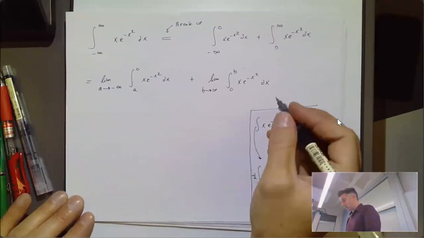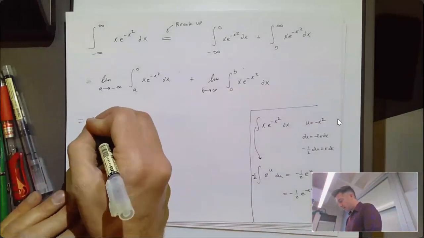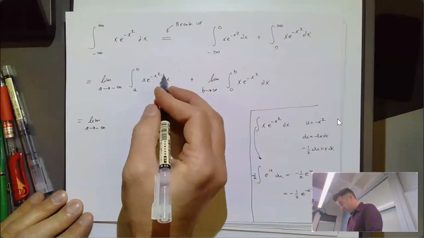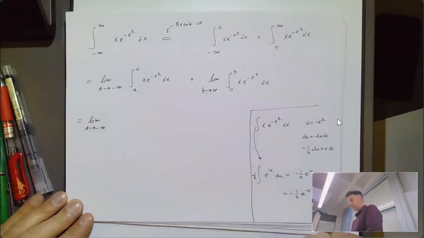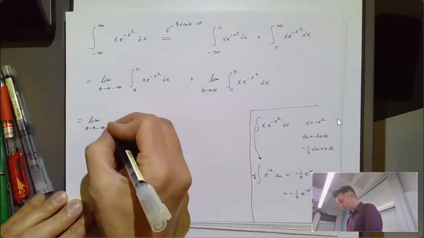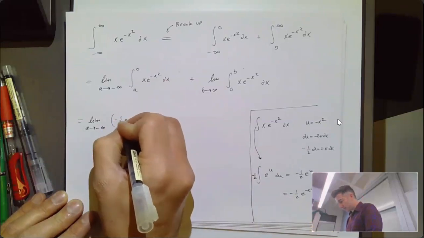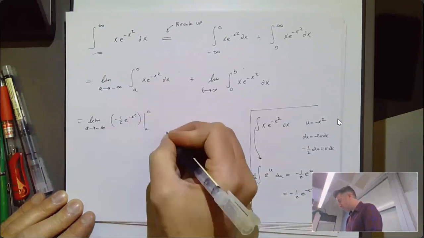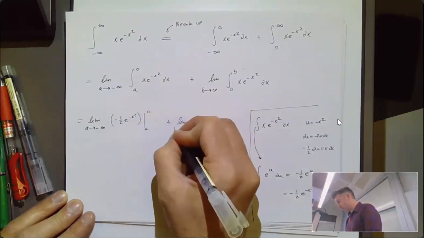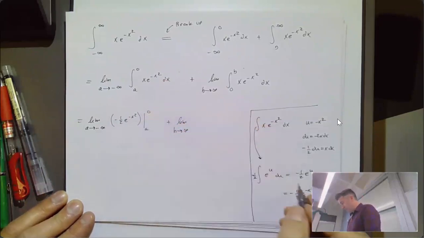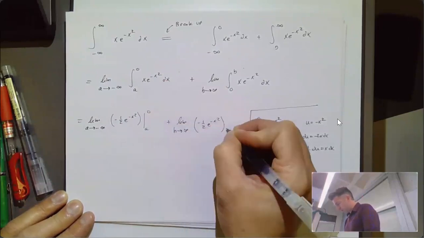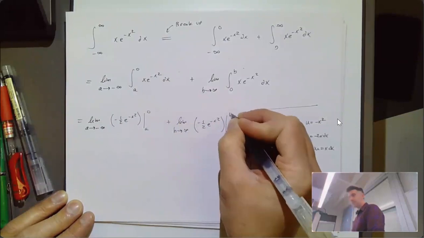So we can rewrite this now as the limit as a goes to minus infinity of the integral of this, which is negative 1/2 e to the negative x squared, from a to 0, plus the limit as b goes to infinity of, again, -1/2 e to the negative x squared from 0 to b.